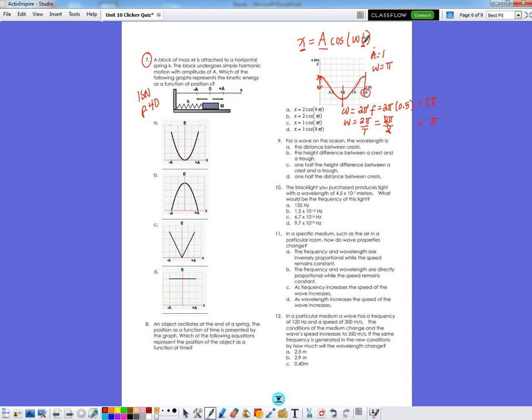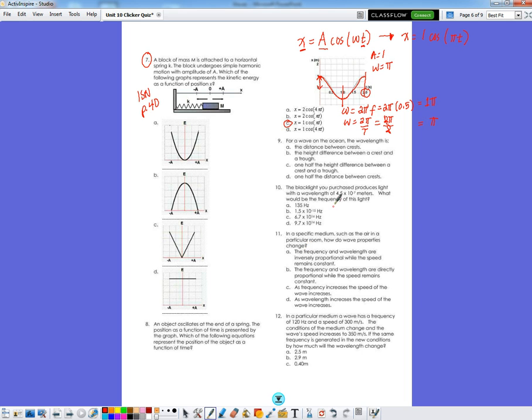And then if we just plug this in this equation, we know that this is equivalent to x. A is 1, cosine, our omega will be pi, and then the t will be there. So the answer would be letter C.